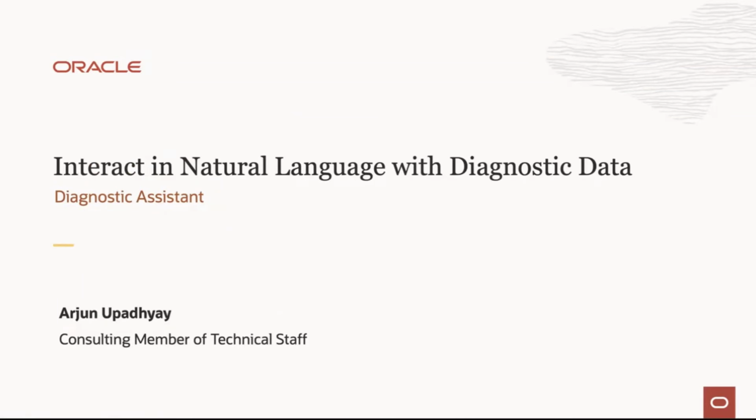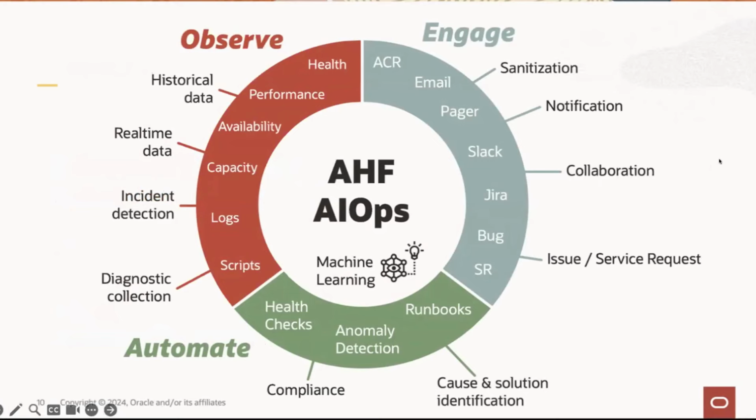So just a bit of background from the AHF perspective. The Autonomous Health Framework is an AI ops platform which is responsible for various different aspects of diagnostics and monitoring. We have capabilities for monitoring, observation, and collection of the relevant diagnostic data in real-time and non-real-time fashion. We have the ability to capture only the contextual bits that are required in order to resolve any issues.